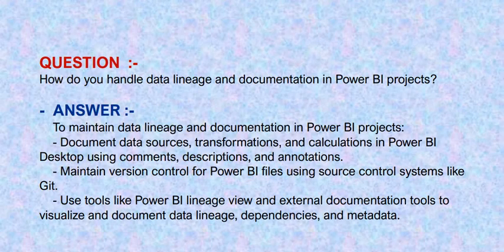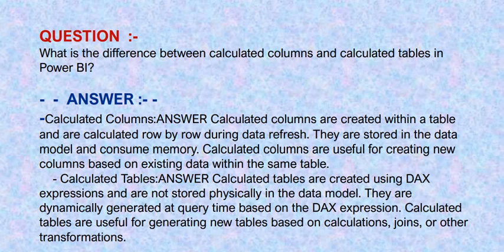metadata. Our next question is, what is the difference between calculated columns and calculated tables in Power BI? Your answer should be: Calculated columns. Calculated columns are created within a table and are calculated row by row during data refresh. They are stored in the data model and consume memory. Calculated columns are useful for creating new columns based on existing data within the same table.